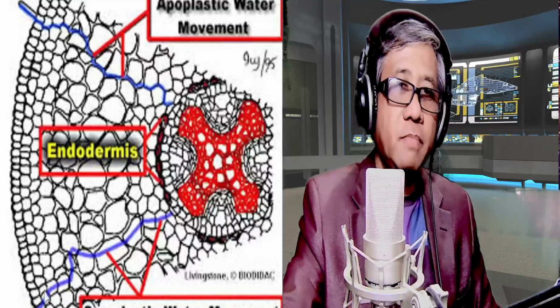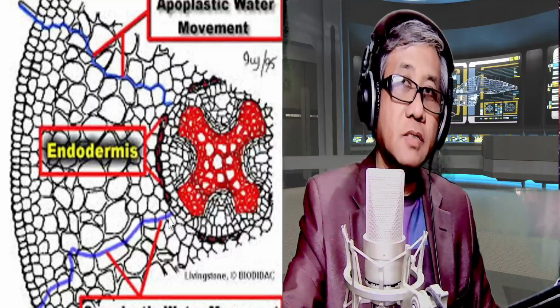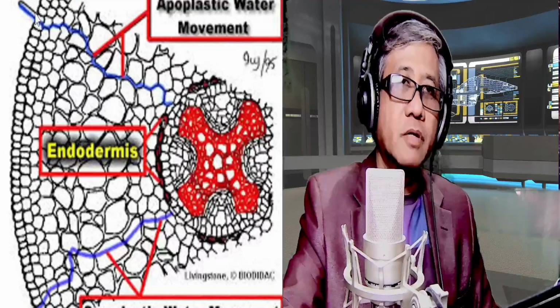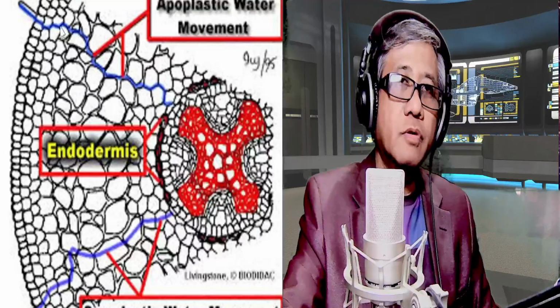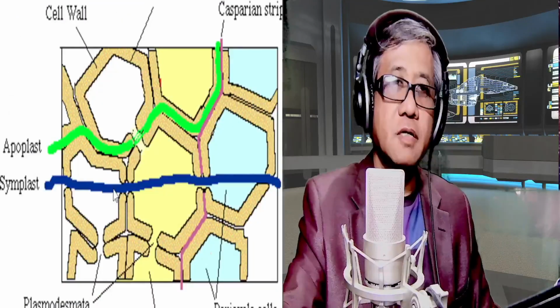So again, in the symplastic pathway, as you can see in this illustration, water enters through cytoplasm to cytoplasm, passing through the plasmodesmata, and water eventually reaches the endodermis. It passes through the endodermis and reaches the xylem vessels. But through the apoplastic pathway, water flows through the cellulose cell walls and intercellular spaces, but water does not enter the endodermis, again because of the Casparian strip.